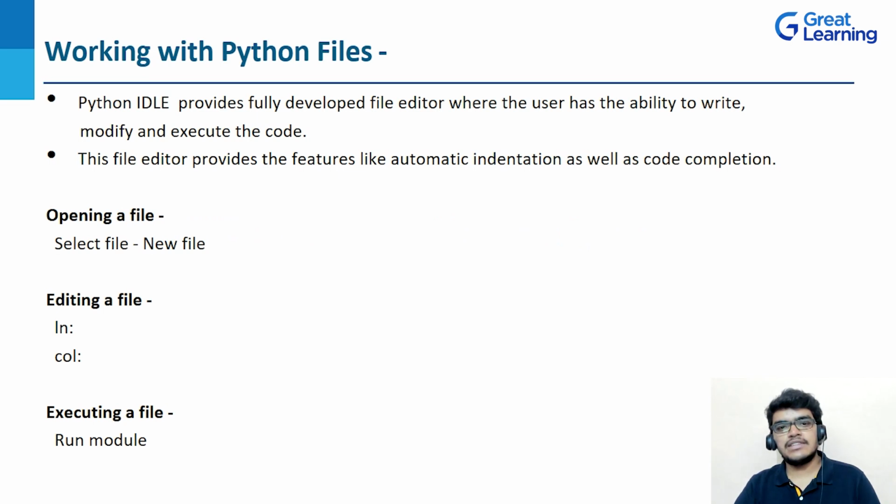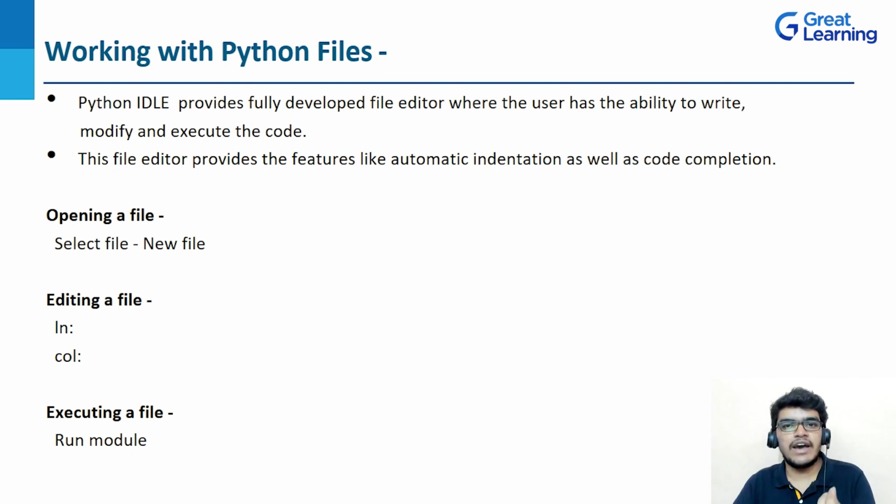So as we know, Python IDLE provides a fully developed file editor where the user can write, modify or edit, as well as execute. But the user was unable to edit in Python shell, so we will be using the file editor here. The file editor also provides features like automatic indentation. Let's suppose you are creating a for loop and you write a colon there and press enter, so automatically the indentation will be done. Along with that, it also provides the feature of code completion.